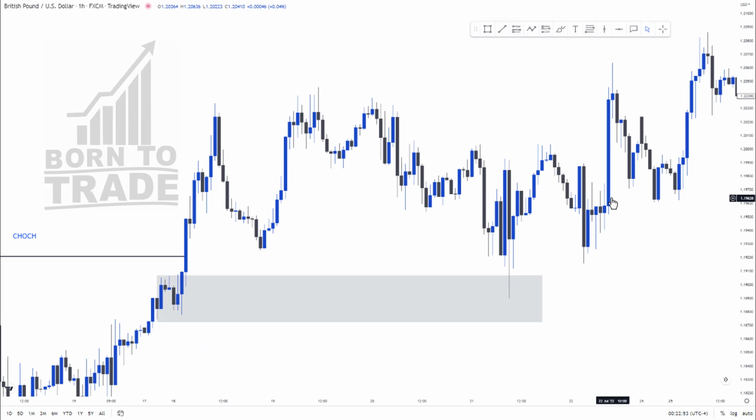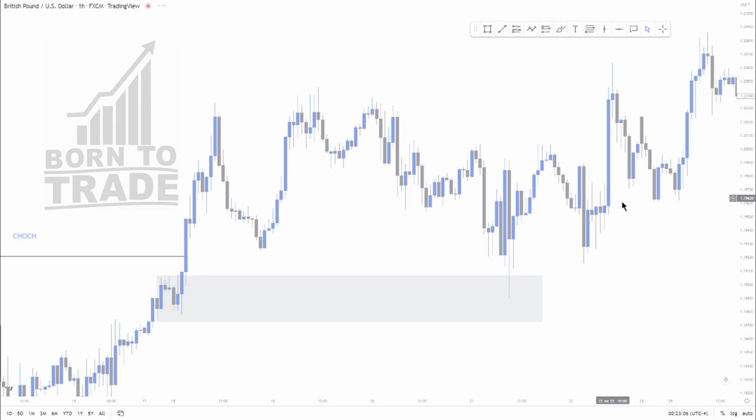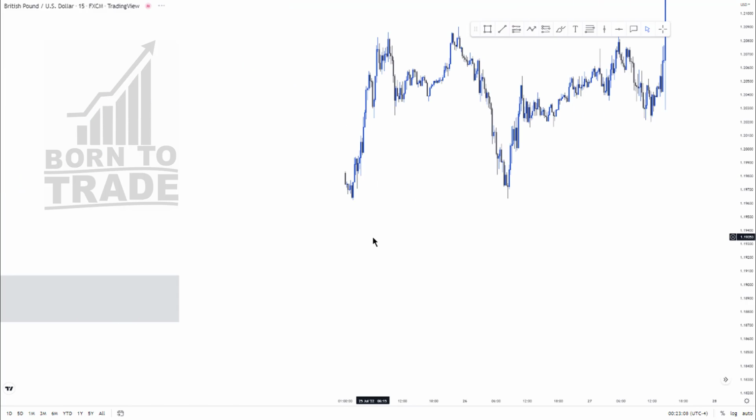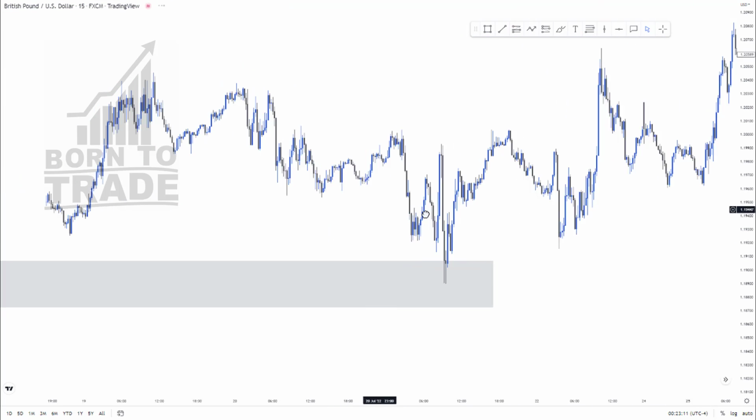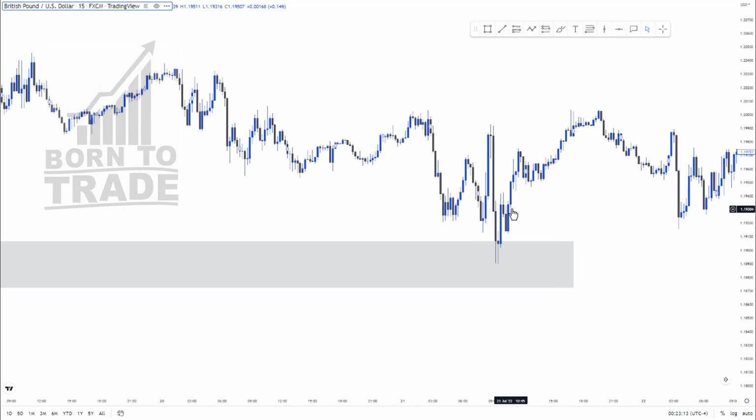Going down to the 15 minute time frame, like I told you guys, I usually use the 15 minute time frame for my entry. So let's go down to the 15 minute time frame, so you see how I got involved in this trade with Choch. It's still the same concept. Use the same concept as your entry.